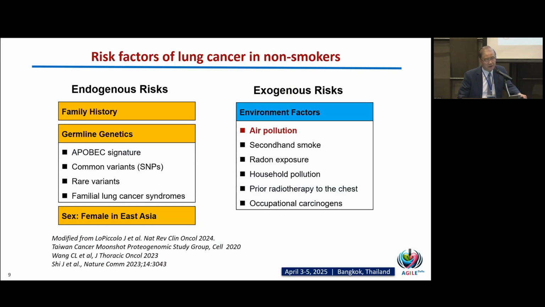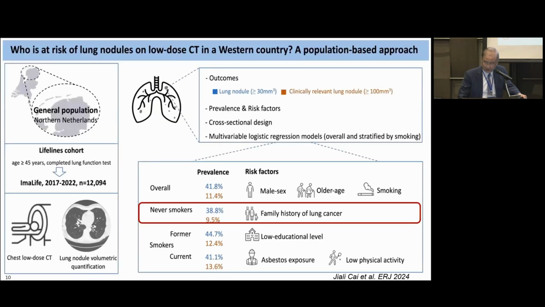So what are the risk factors for lung cancer in non-smokers? We found that family history is very important. There is some genetic susceptibility, especially the 5p15 and other SNPs. And it is very strange that female gender in Eastern Asia is high risk. And air pollution, of course, is a very important exogenous risk factor. Family history plays a very, very important role.